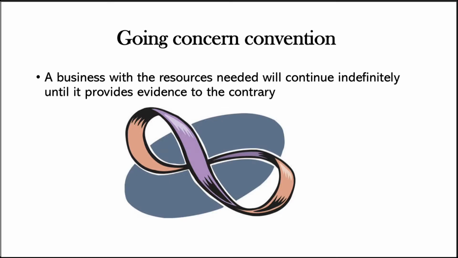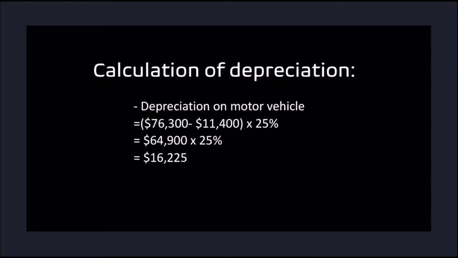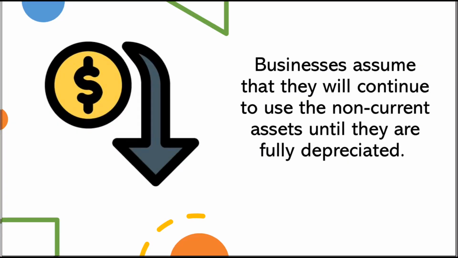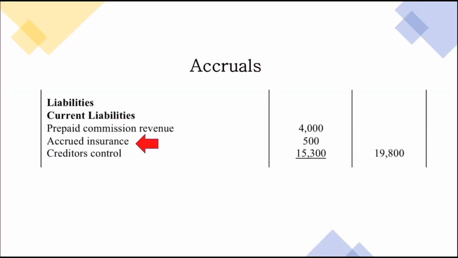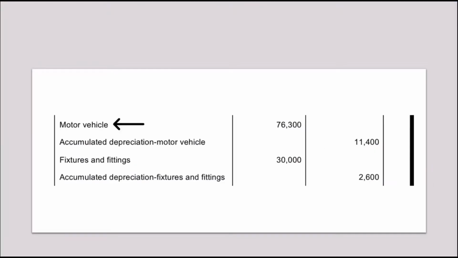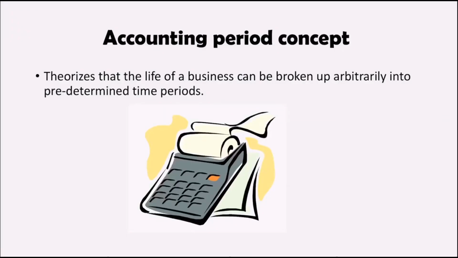Next is the going concern convention, which states that the business will continue indefinitely. This is seen in the computation of depreciation, as it assumes that the business will continue to use the non-current assets until they are fully depreciated. Prepayments as well as accruals are done in the expectation that the business will continue operations in the future. Products are also recorded as assets as they are believed to be able to generate future economic benefits for the business.